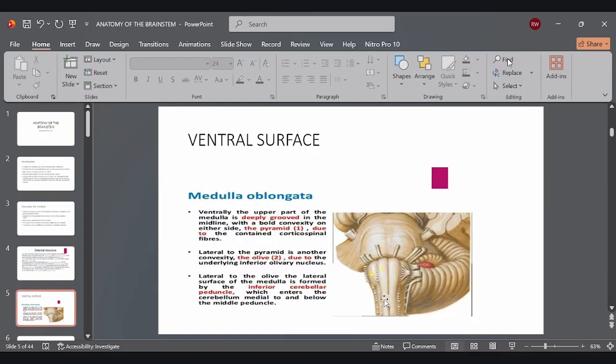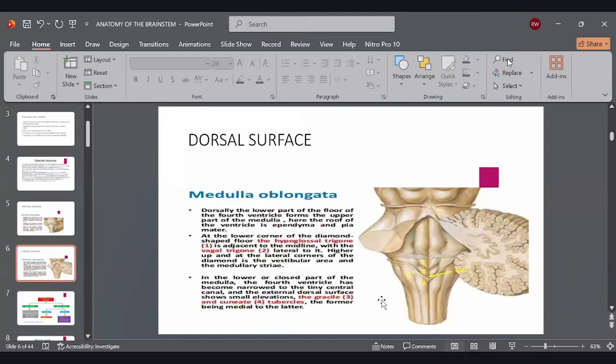Then lateral to the olive, the lateral surface is formed by peduncles. This is what you call the peduncles, these things that are rising like this. You're able to see we have the three peduncles. Inferior cerebellar peduncles enter the cerebellum, and below the middle peduncles. So these are what we call the peduncles.